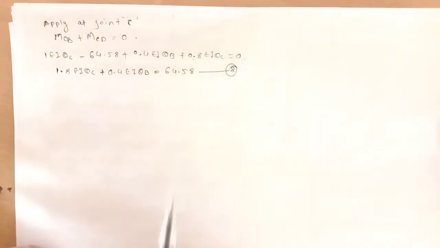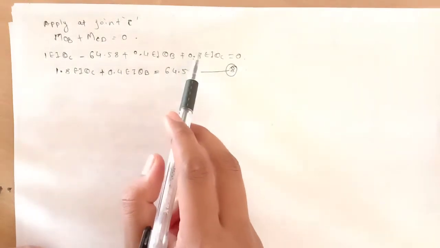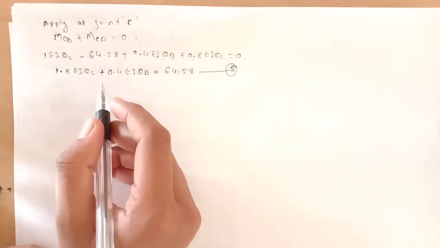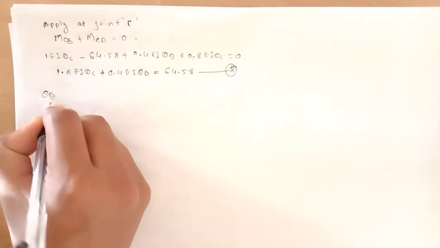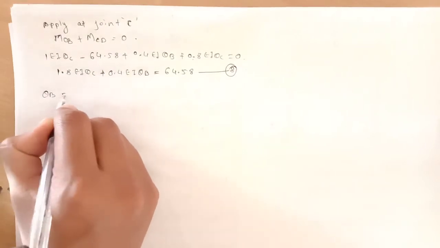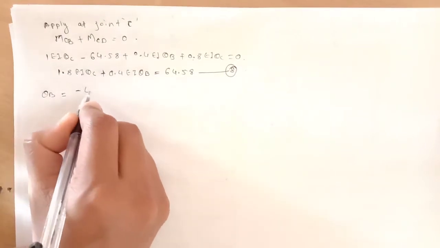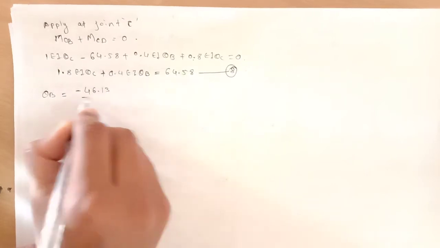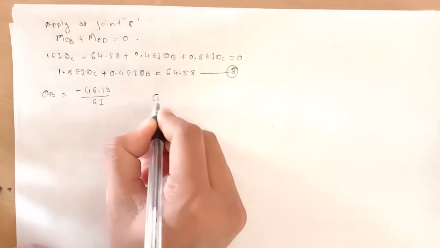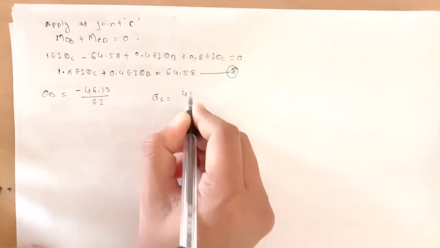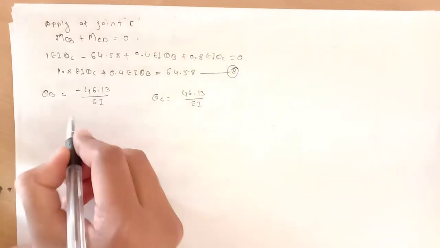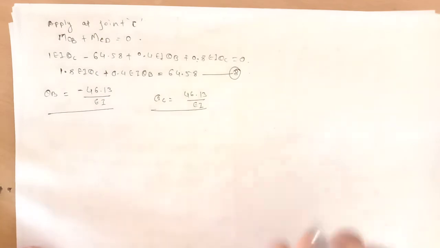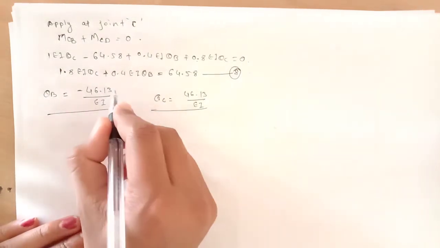Then solving equation number 7 and 8, we get the values of the unknown displacements, that is theta B and theta C. So here the theta B value is minus 46.13 divided by EI and the theta C value is 46.13 divided by EI. So these are our unknown displacements.